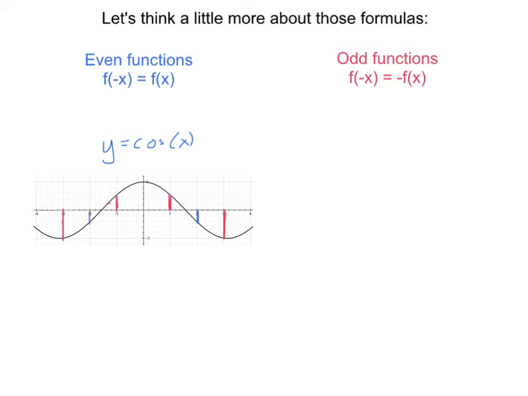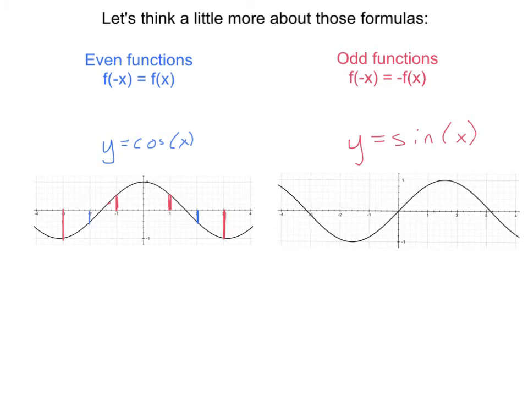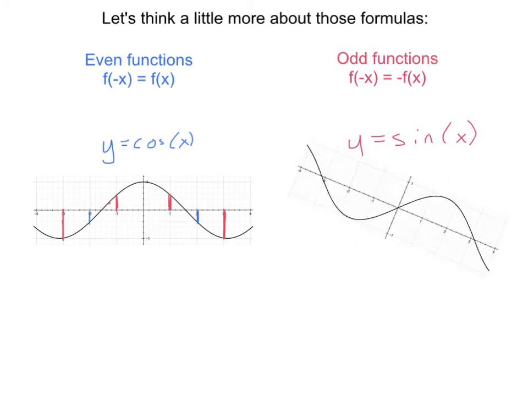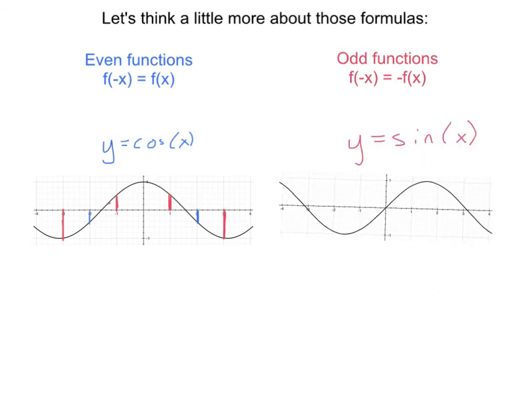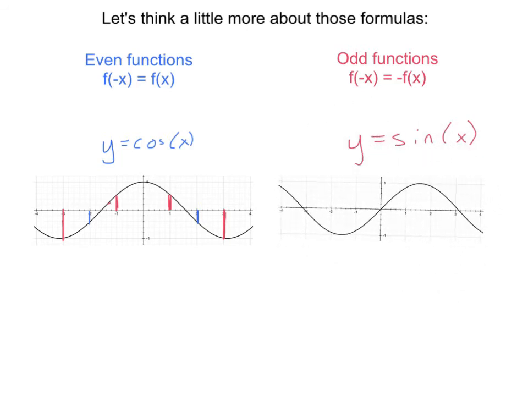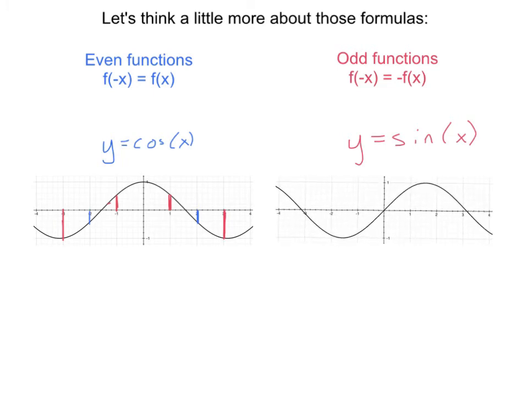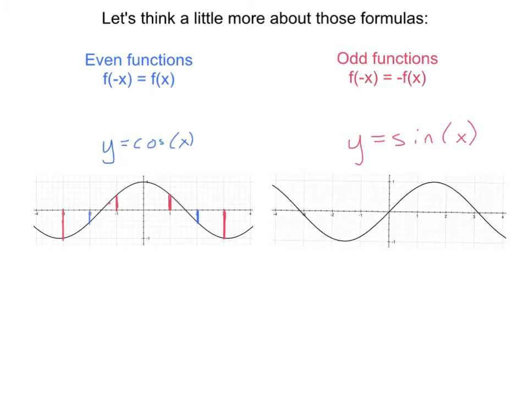Okay? We can do the same kind of thing with an odd function. Let's take an odd function that we know about. Y equals sine x is an odd function, right? You may not have known that, but if you think about the graph, this graph has origin symmetry. If we take the graph and rotate it 180 degrees, we end up with the exact same graph, which lets us know that this function is indeed an odd function.